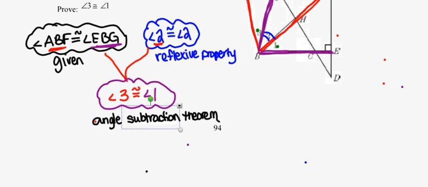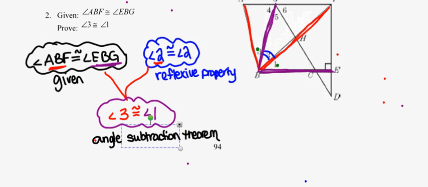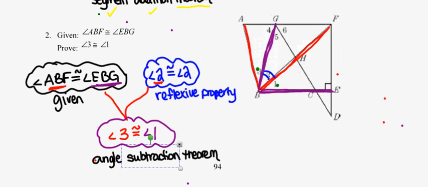Now, a question that frequently comes up is, how do you know whether you're using subtraction or addition? And the answer to that, I think, is a little complicated, but not so much. If you think about the pieces that you're working with, if I look at the picture, angle ABF and angle EBG are large angles, whereas angles 1 and 3 are small angles. Well, the only way that I can start with something large and end up with something small is to subtract something away. And that's how I knew I had to be using the subtraction theorem in that second example.